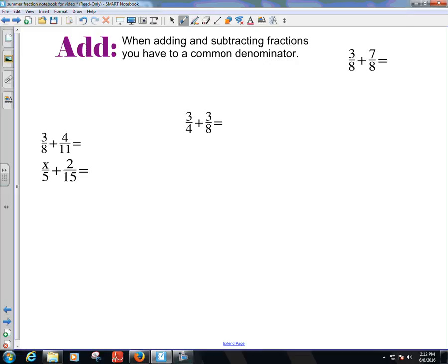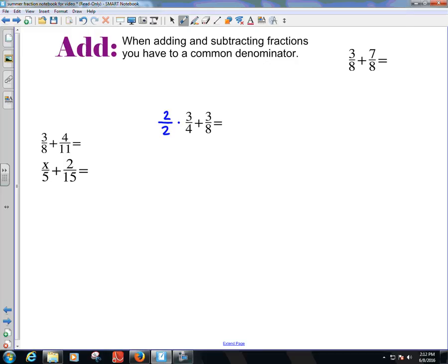Well, 4 times 2 gives me 8. But I can't change the value of 3 over 4. So what if I multiply 3 over 4 by 2 over 2? 2 divided by 2 is 1. I have not changed the value of anything. I'm just going to change the way it looks. So now I'm going to say 2 over 2 times 3 over 4.